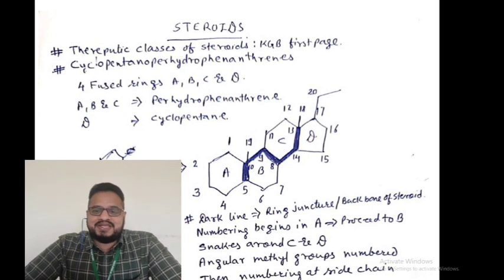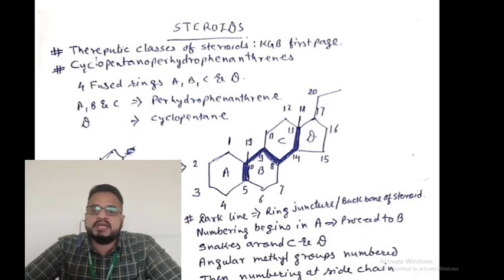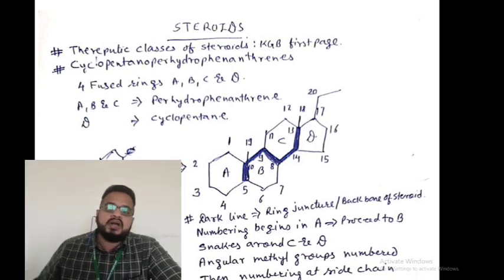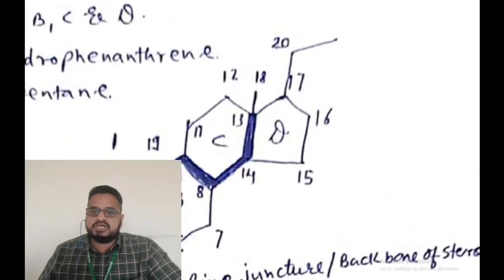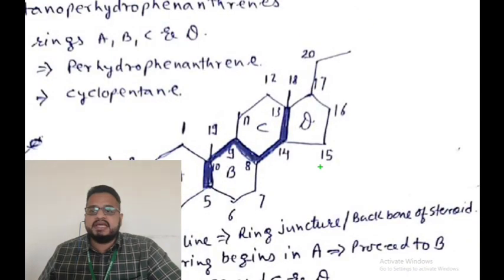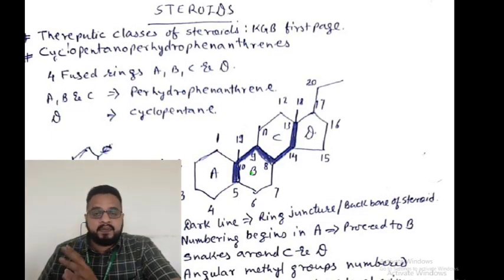Dear students, greetings. In the last lecture, we discussed the therapeutic uses of steroids, along with the basic ring structure, that is the cyclopentanoperhydrophenanthrene. In today's lecture, we are going to cover the basic ring chemistry, and after the nomenclature we will discuss a few examples of it.